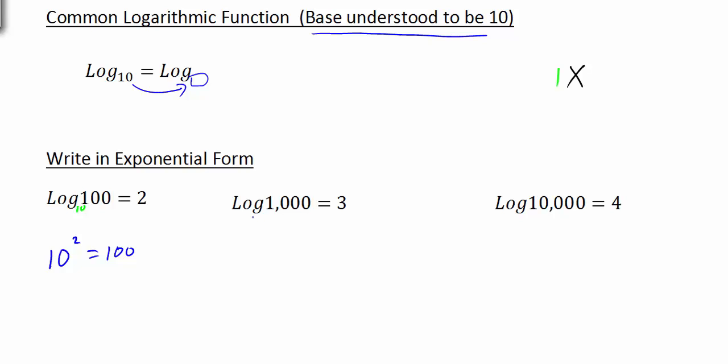So over here, when we have log of 1,000 equals 3, but there's no base here, so we know that's going to be base 10. The exponent is 3, so that's 10 cubed equals 1,000. And then for the last one, we could do the same thing. Once again, the base down here is understood to be a 10. The exponent is 4, so 10 to the 4th equals 10,000. And that's all that we mean when we have this common logarithm.